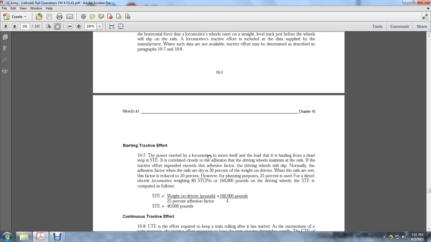However, for planning purposes, 25% is used. For a diesel electric locomotive weighing 80 tons and 160,000 pounds on the driving wheels, the STE, or starting tractive effort, is computed as follows. The starting tractive effort is the weight on the driving wheels in pounds divided by the 25% adhesion factor, which is 160,000 pounds over 4, for a starting tractive effort of 40,000 pounds.